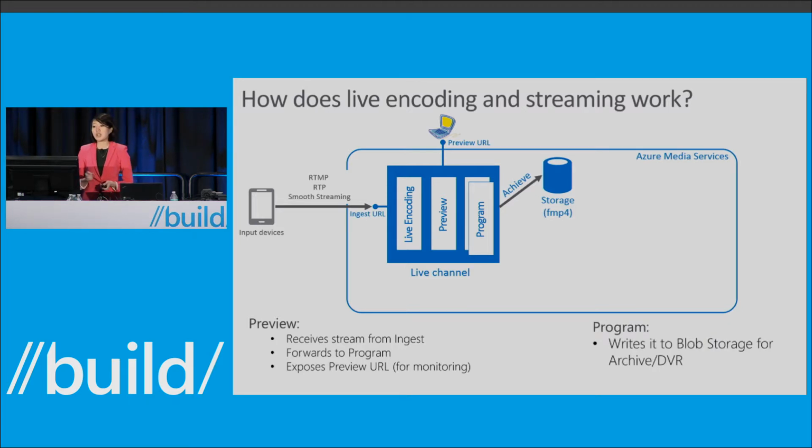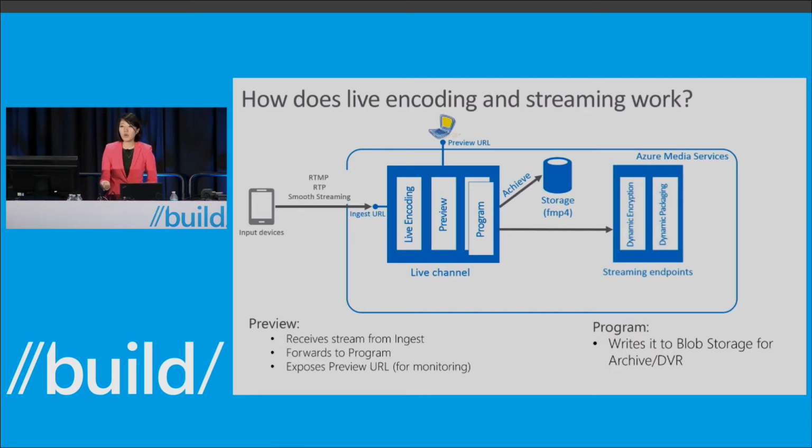The program module is what makes the live stream persist in your storage. You will convert the data into fragmented MP4 and write it into blob storage for DVR functionality. You can have a live stream with several hours of DVR window. After that, the streaming endpoint will pick up the stream and do dynamic encryption or dynamic packaging, just like the VOD stream. After that, it gets delivered through the CDN. There is a program URL you use eventually to embed in the player to play back the live stream.